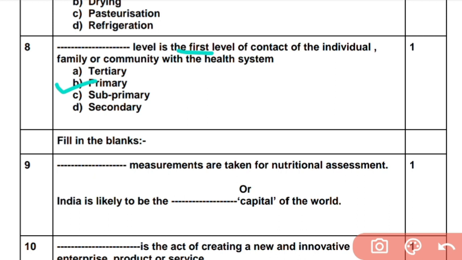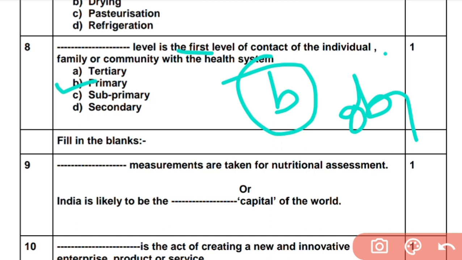Now the MCQs are over. The answer was B. We move on to objective questions. Objective questions are very short questions. Let us begin with question number 9. Dash measures are taken for nutritional assessment, where we diagnose any nutritional problem in a child. So what are these? These are anthropometric measurements.